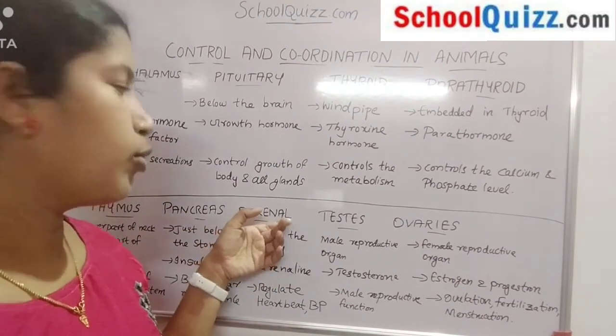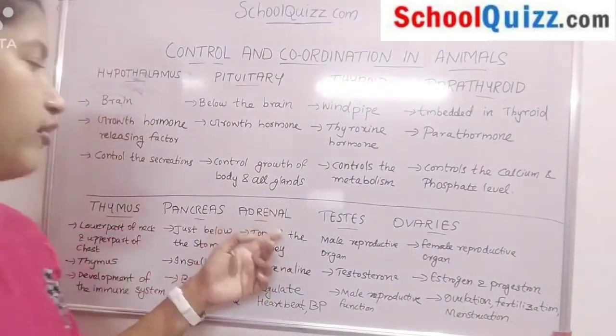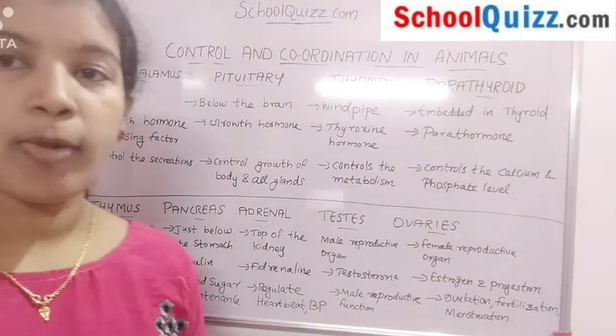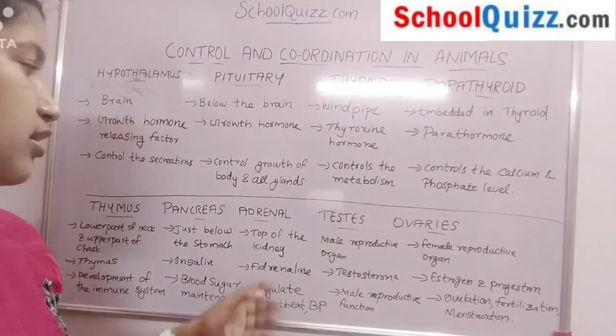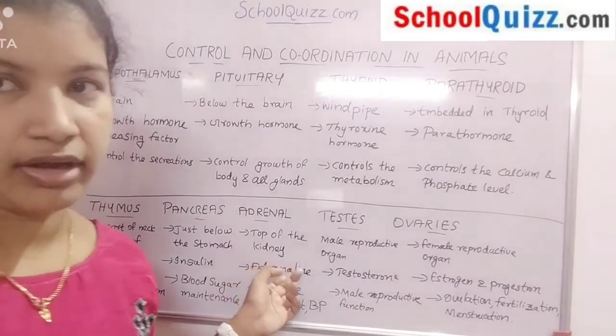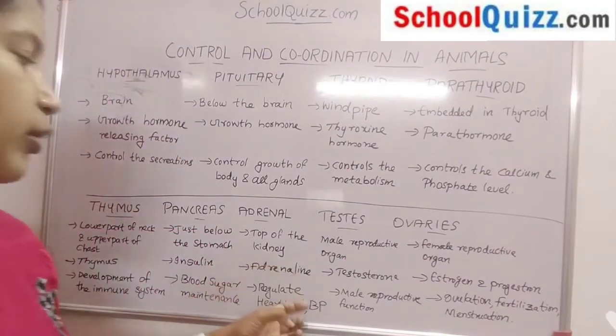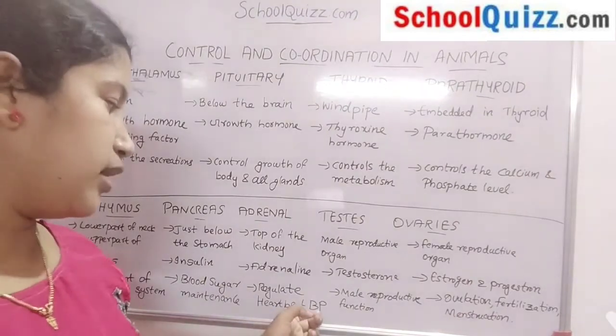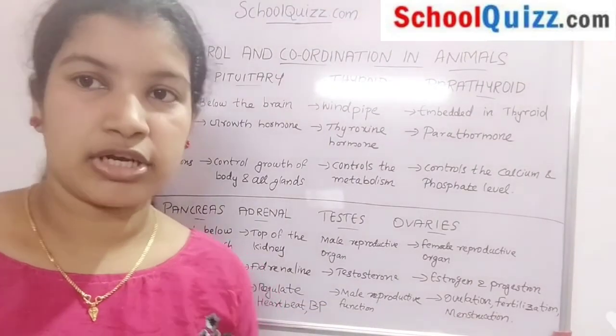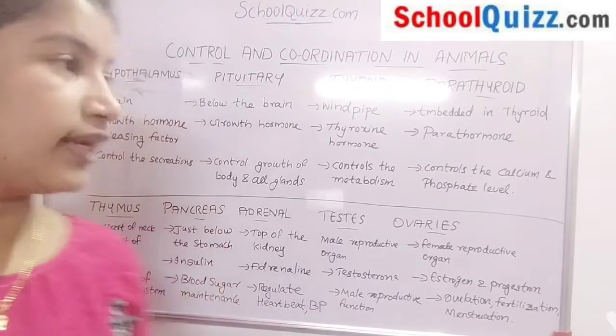Then let's move on to the adrenal gland. Adrenal gland is present on the top of the kidney, and it produces adrenaline. Adrenaline is produced by this adrenal gland, and it regulates heartbeat and BP. Heartbeat and BP are regulated by this adrenal gland.